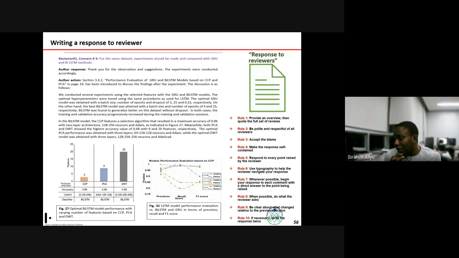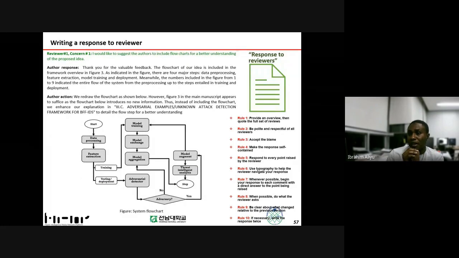And then rule number 8 says, when possible, do what the reviewer asks you to do. So I will show you an interesting fact. This is one of the papers, another paper. The reviewer said, I would like to suggest that the authors include a flowchart for better understanding. But I know I have a flowchart there. What did I do? I did not just tell him I have a flowchart. I have a figure that has all these constituents. So I drew it again.